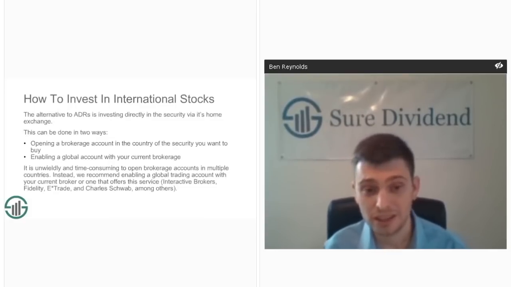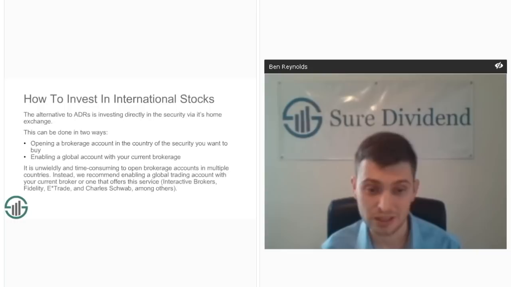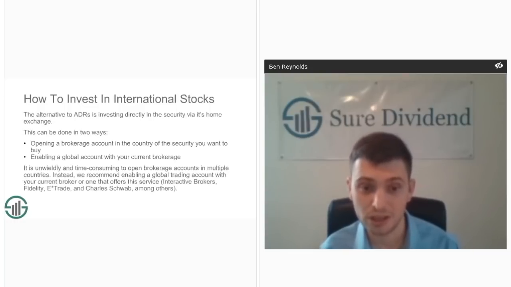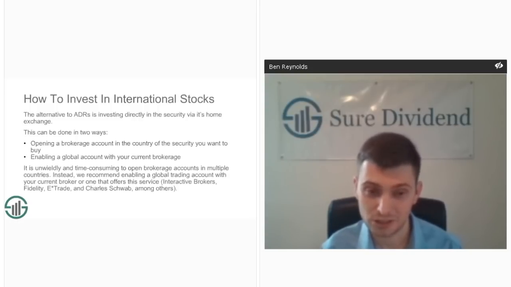The alternative to ADRs is to invest directly in the security via its home exchange. And there's 2 ways to do this. You can open a brokerage account in the country of the security you want to buy. So you could open a brokerage account in China if you want to buy Chinese securities. You could open a brokerage account in Brazil if you want to buy Brazilian securities, and so on. That would get pretty unwieldy quickly. You wouldn't want 10 brokerage accounts in 10 countries and have to transfer money between all of them.